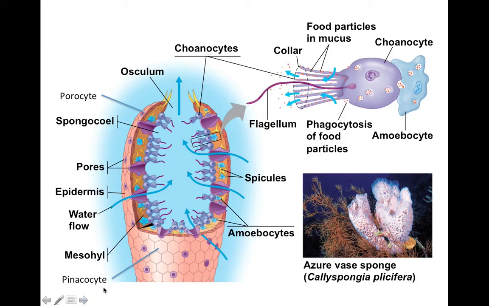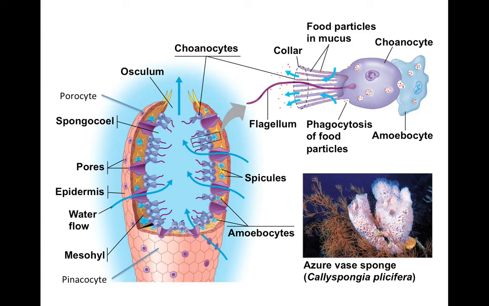And pinacocytes can help give structure to the outside of the sponge. All right, so water is flowing from the ostia into the spongiocele and out of this way for water to exit, which is called the osculum. The osculum is the hole for water exit.